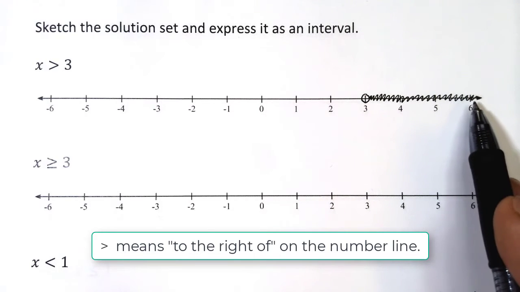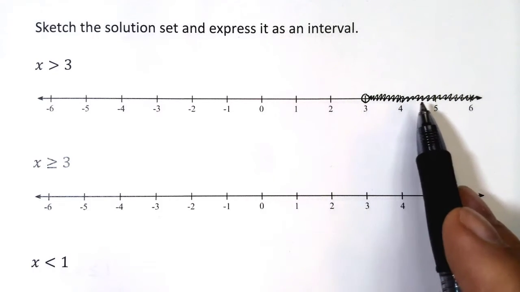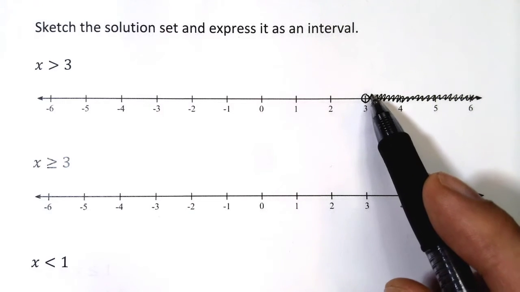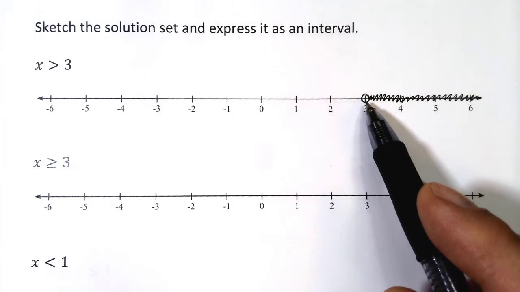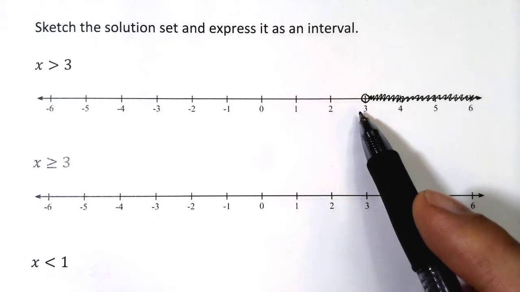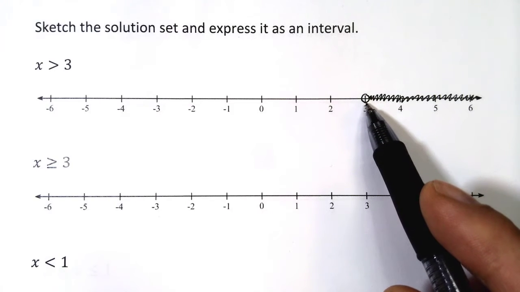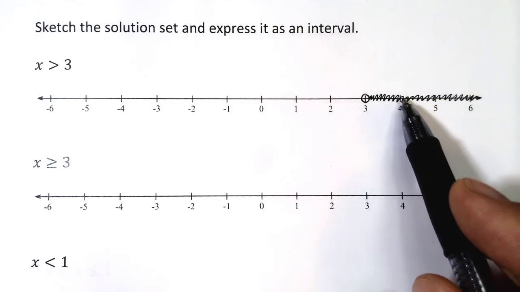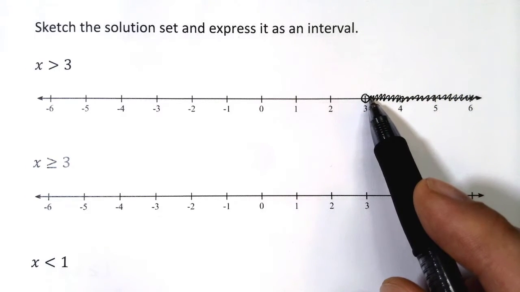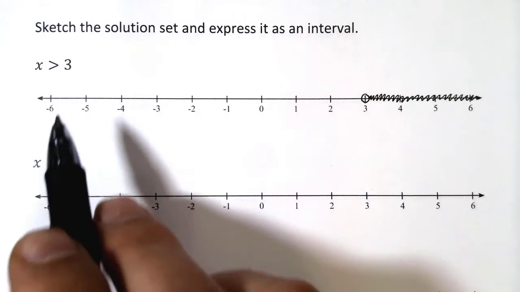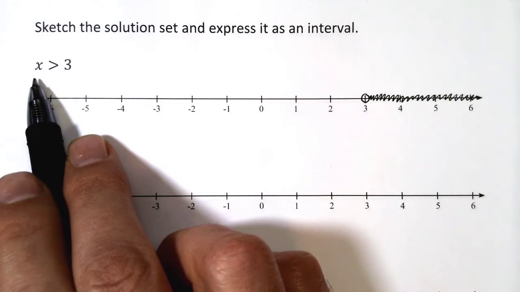Now I have to stop when I hit the limit of the graph, but we should understand that this extends all the way out forever. Now I drew a circle around 3, but I was careful not to fill that circle in because 3 is not greater than itself. So I do not fill this in. I leave it as an open circle. And that indicates that all the numbers to the right of 3 and down to 3, but not including 3, are in the solution set to this inequality.